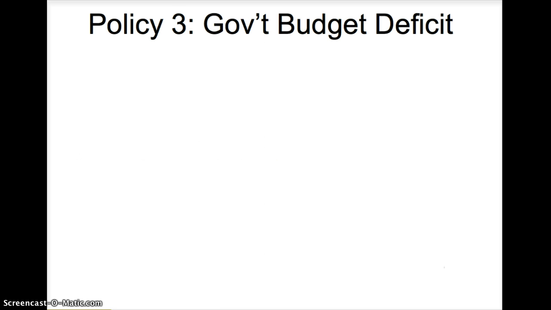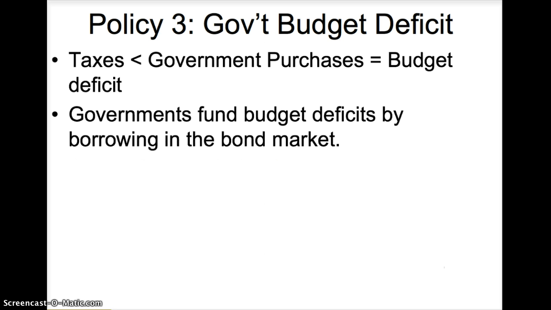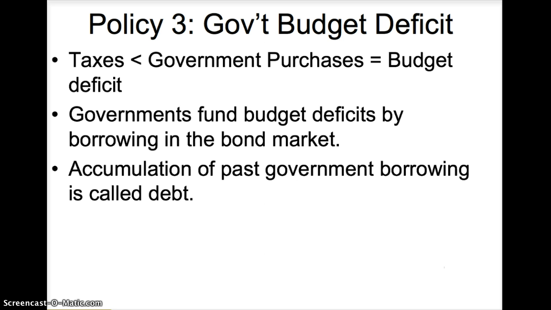Policy 3 is a government budget deficit. When the government collects less in tax revenue than they spend on their purchases, they run a budget deficit. The government funds budget deficits by borrowing cash in the bond market. Deficits occur over a one-year period of time.